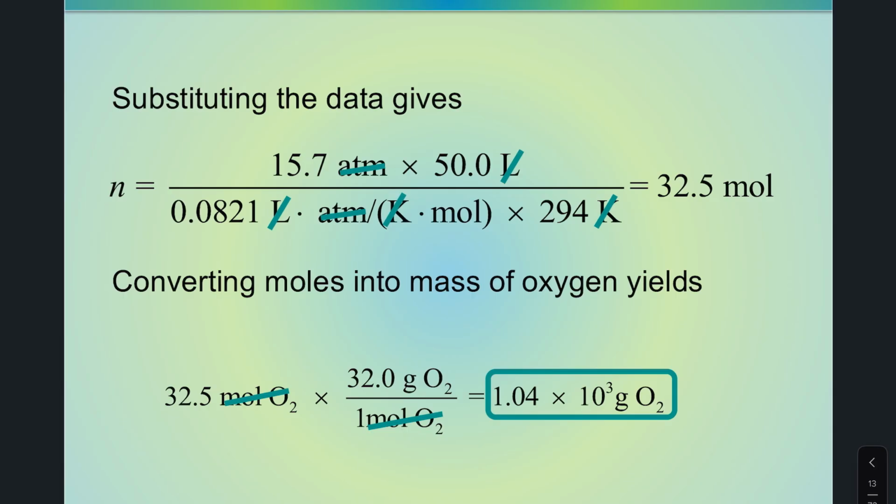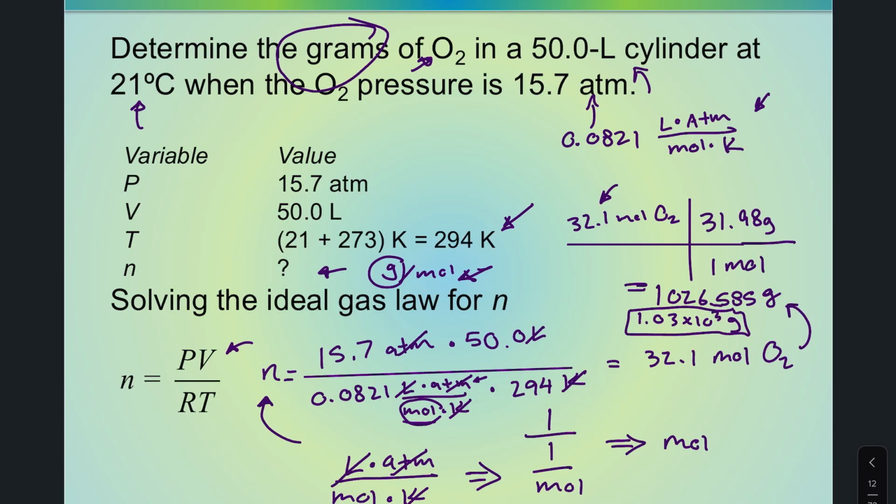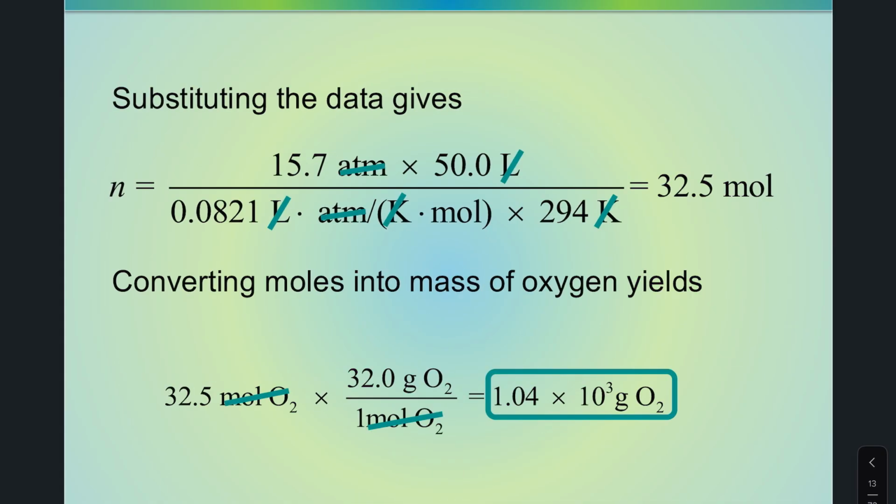So we put 15.7, which was the atmospheres, right there. We had a 50-liter container, so we put that there. We used the R value that had liters times atmospheres per Kelvin mole. We're left with just 1 over moles, which we will divide by 1. When it's on the bottom, you are going to divide by that. So 1 divided by 1 divided by moles is going to give you moles.